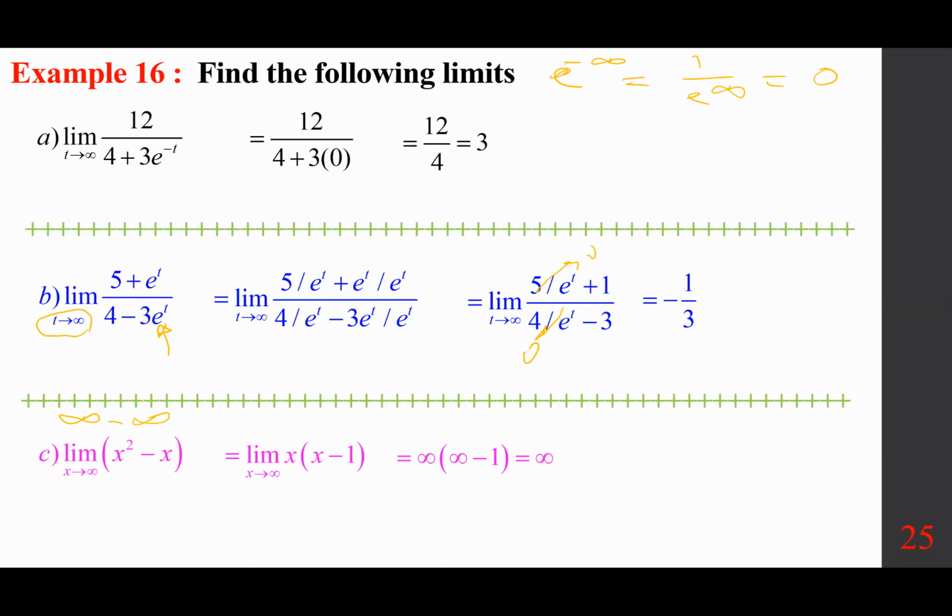Infinity minus 1 or minus any other number is still infinity, and infinity times infinity, or infinity squared, is still infinity. So the point being, infinity minus infinity can go to 0, can go to infinity, can go to a different number. You have to work it out. And that's why it's called indeterminate.